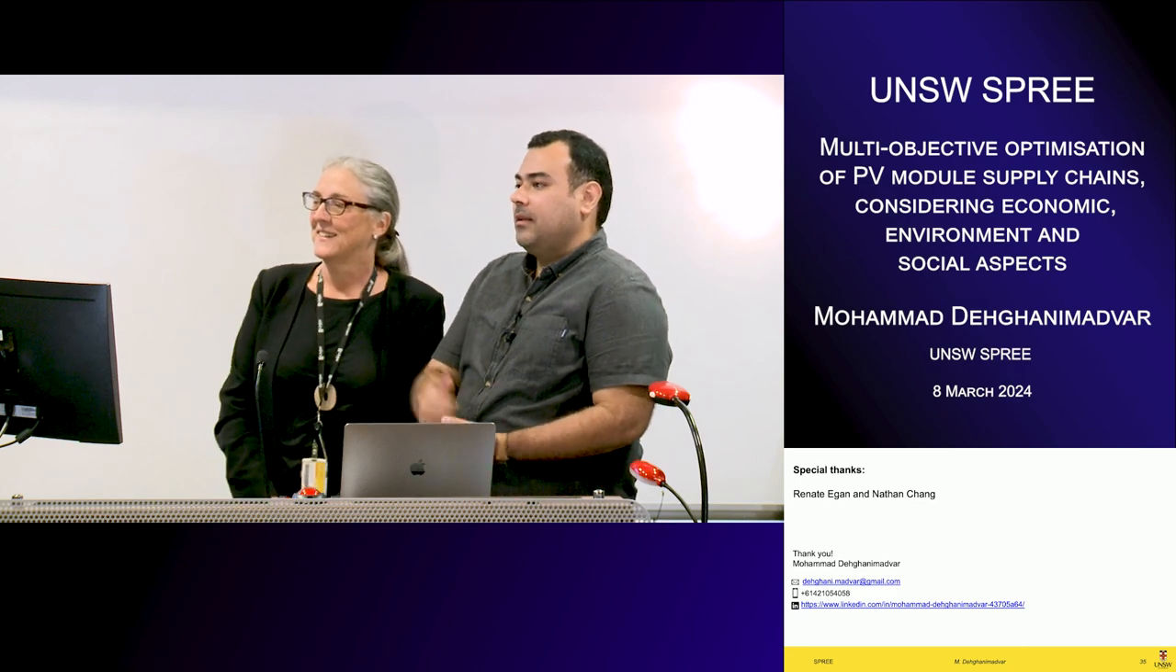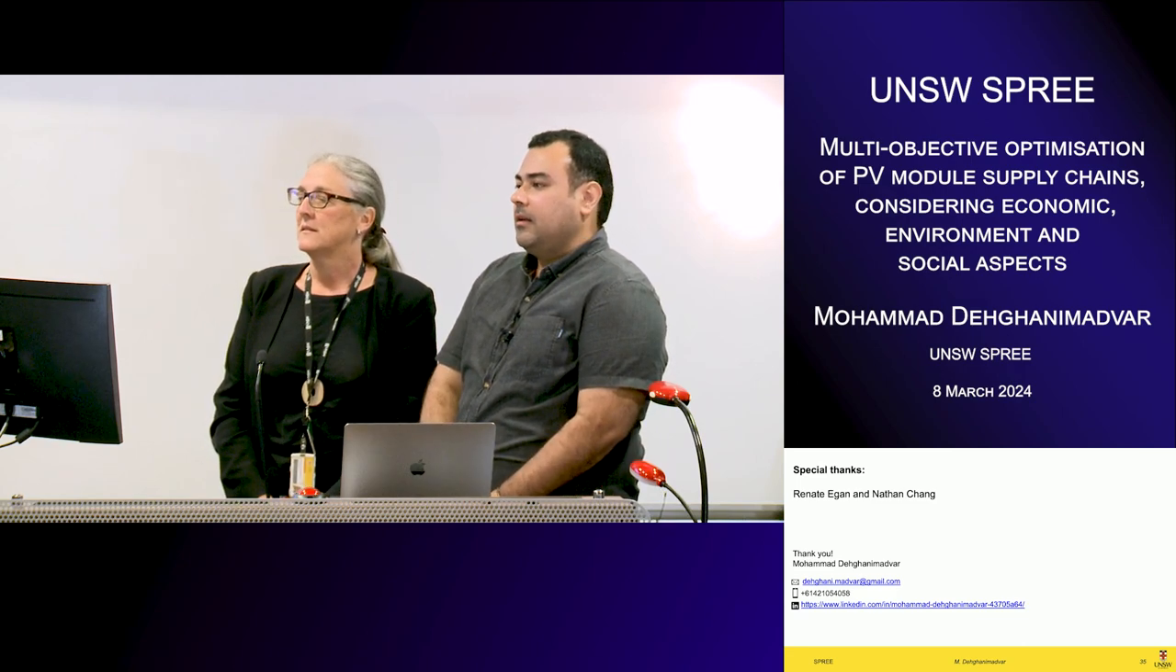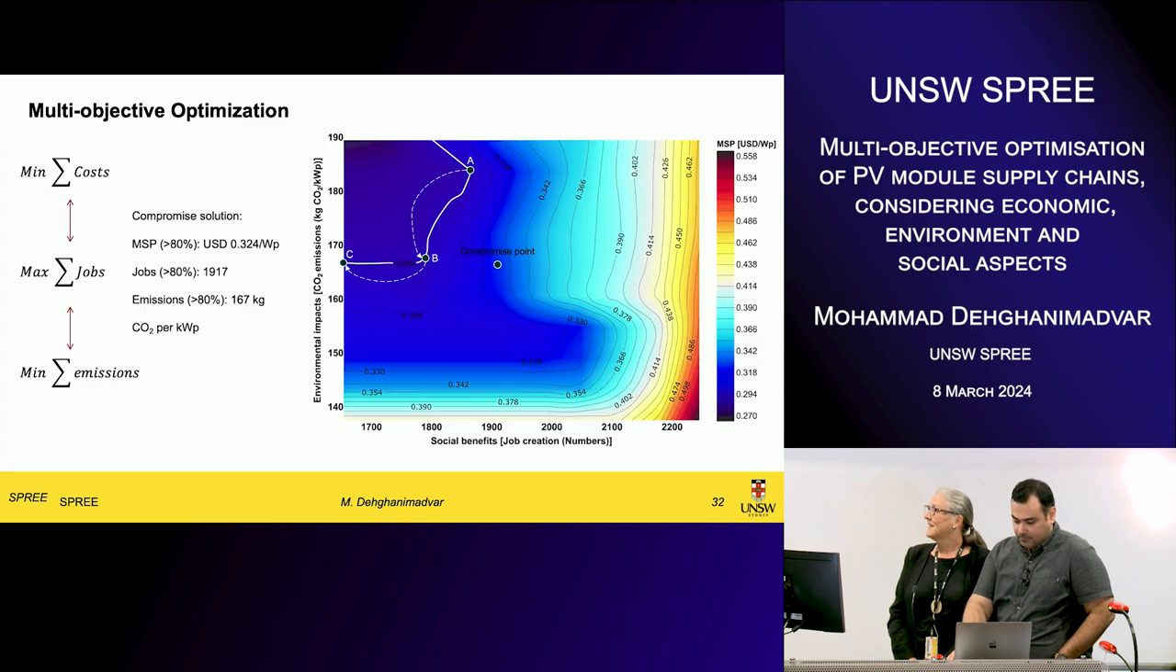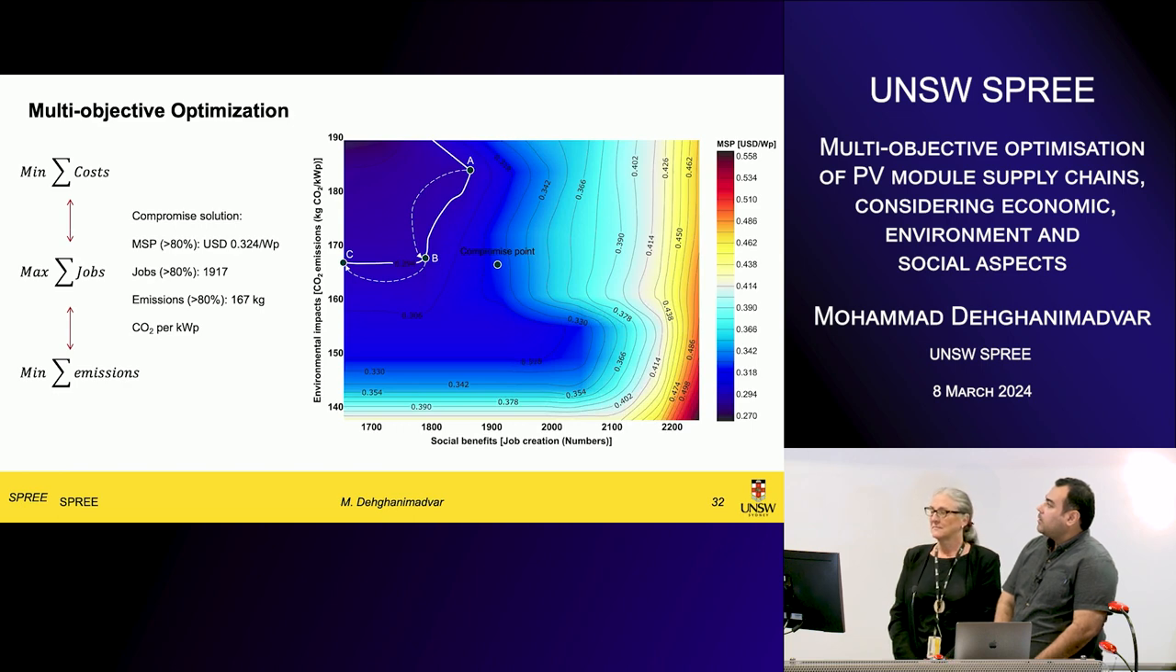Slide 32, you've got that color graph. I was just wondering, down and to the right of the compromise point, there's a bump where you've got about the same price, less environmental impact, and more jobs. I'm just wondering why the compromise point is where it is, and is there a reason it's there and not down there? Again, the compromise point depends on your perspective.